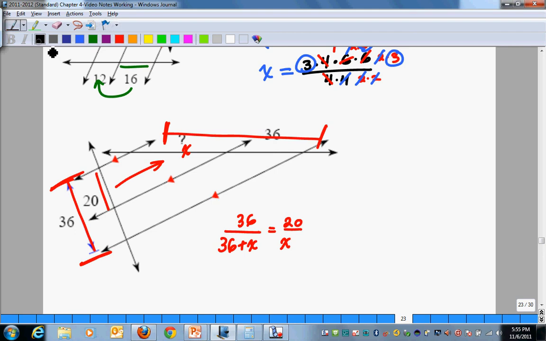Another way I could have done this would be 20, which is the small, over 36, equals our unknown, which is x, over the whole thing, which is x plus 36. Both would be appropriate. Now you just cross multiply and solve.